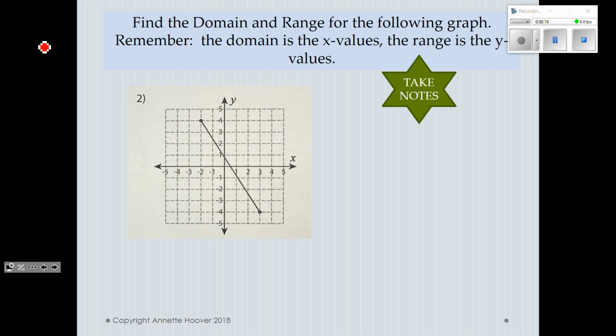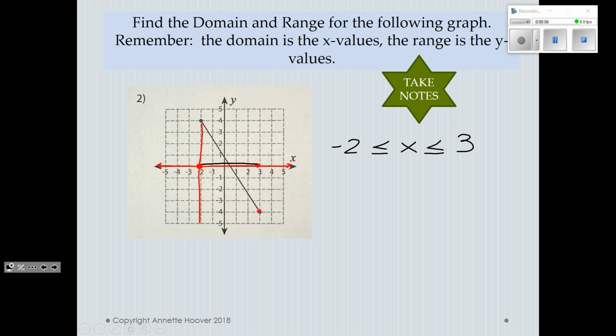We have the domain is the x values, so we look at the x number line. We look at the farthest to the left, the smallest number, which is a -2. On that line, the farthest to the right is on a 3. So if we were to graph that as an inequality, we would say that x, or the domain, is greater than or equal to -2, and x is less than or equal to 3.